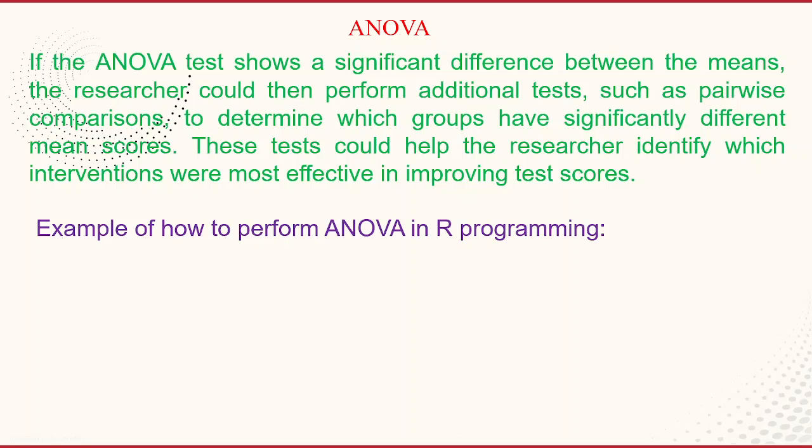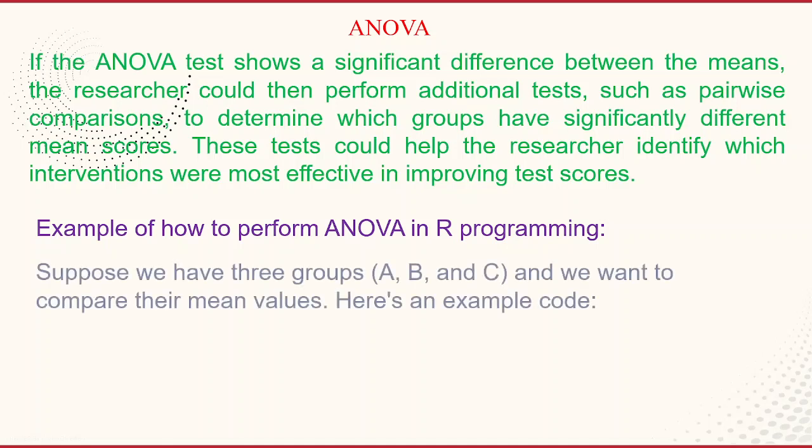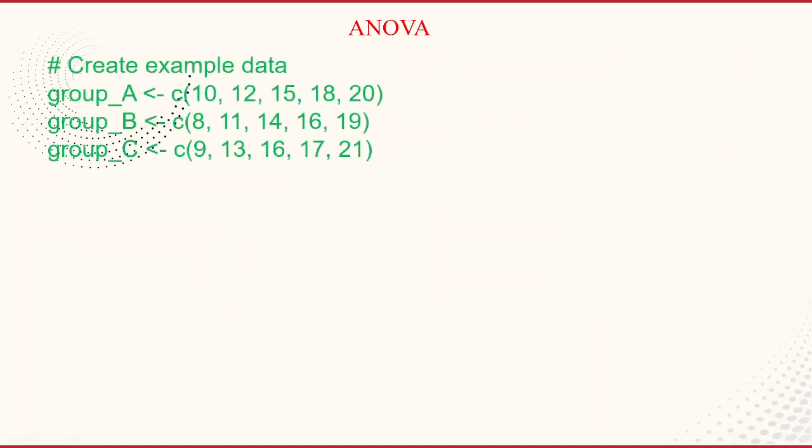Example of how to perform ANOVA in R programming. Using R programming, you can perform the ANOVA test. Suppose we have three groups A, B, and C, and we want to compare their mean values. Here is an example code. Let us see that example code.